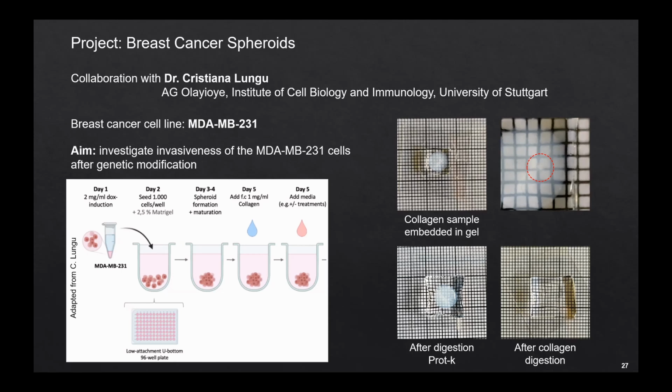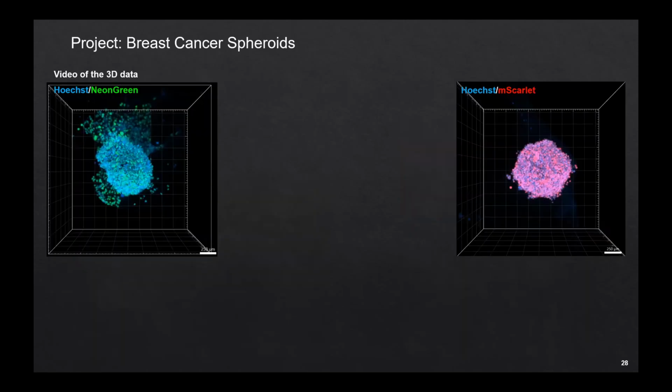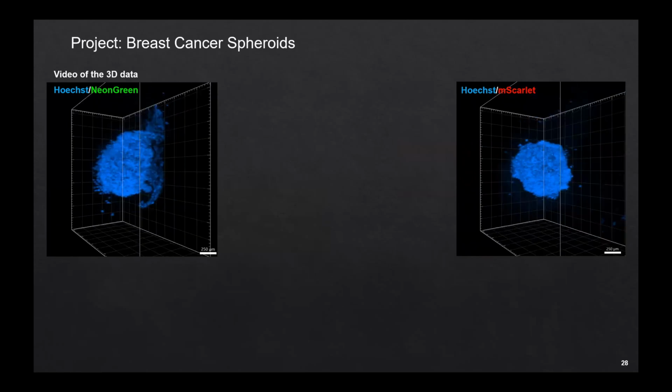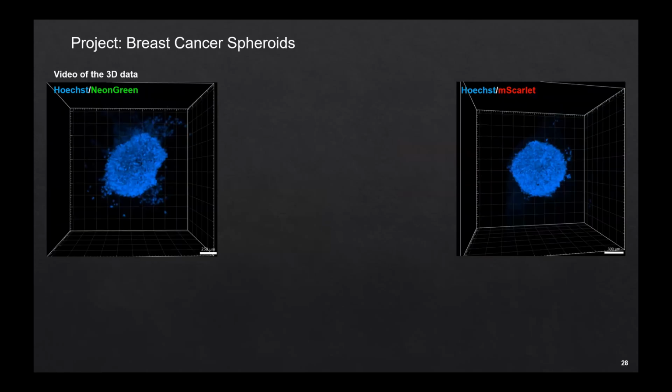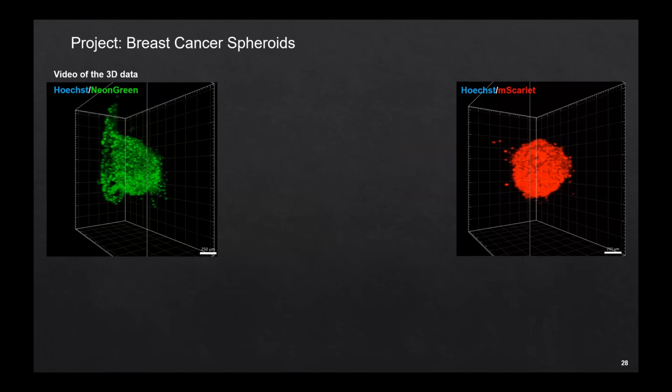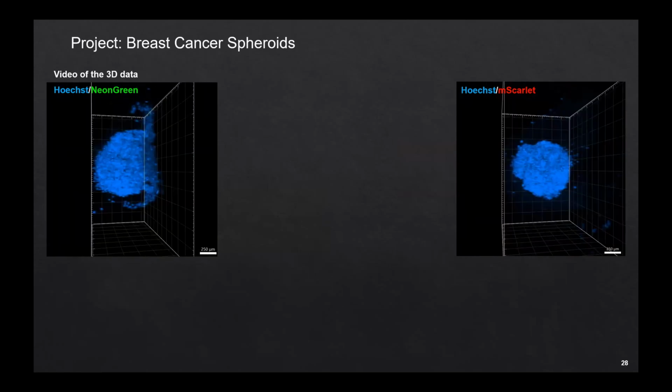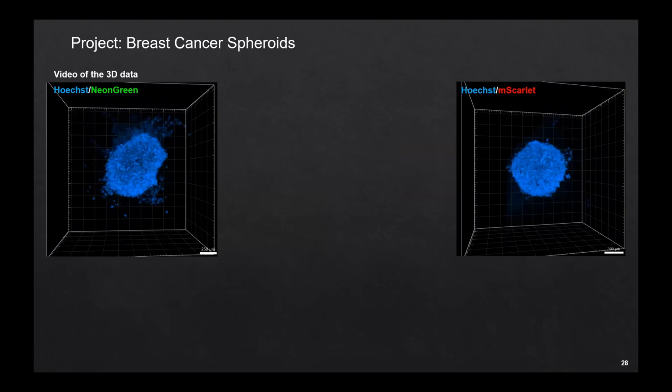What we wanted to show is that it's possible to combine different digestion steps, but you always have to keep in mind the order of these, right? So here, what we can see is what they are doing. They have a wild type spheroid and a knockout. In the wild type, we can see in green the innervation into the collagen. The other one doesn't have that.